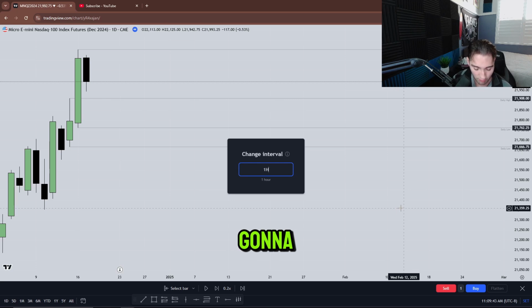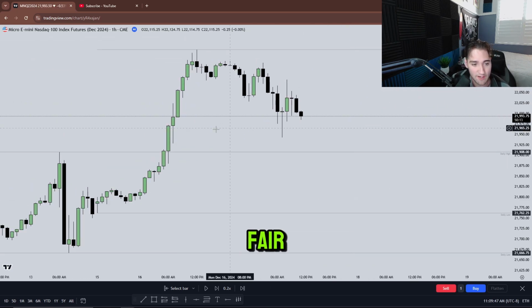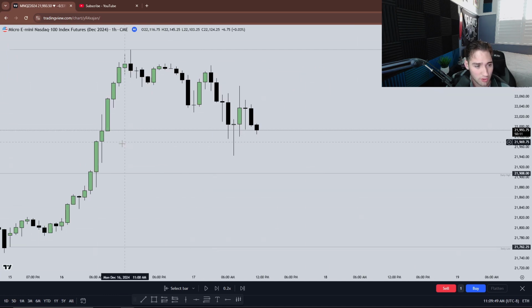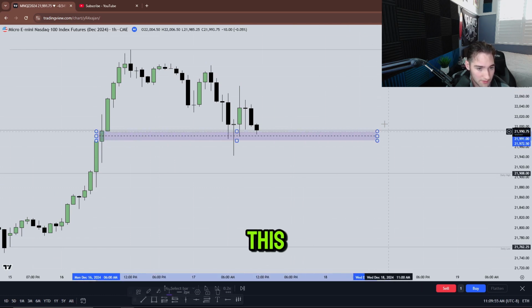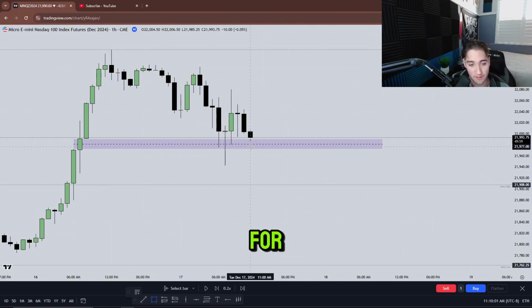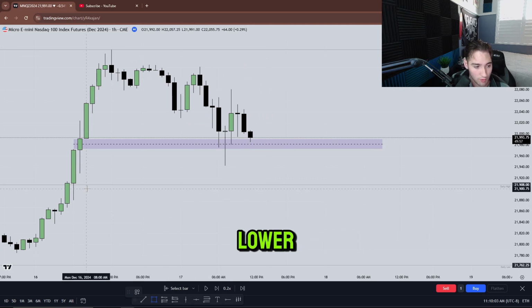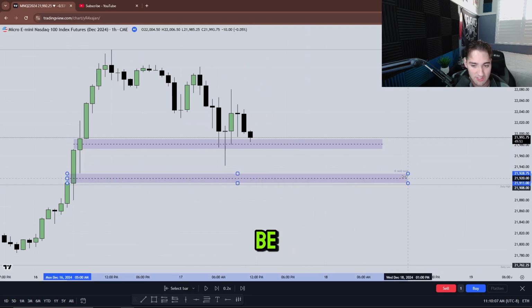And then once you do that, I'm going to go ahead and go on the 1 hour time frame, just to see if there's any fair value gaps. Okay, cool. So where's the closest fair value gap to us right now? This one on the 1 hour time frame. We got this fair value gap. Worst case scenario, if it doesn't respect this fair value gap, we're going to see price go lower to another fair value gap. So let's go ahead and mark this one out too. Might as well, just to be safe.